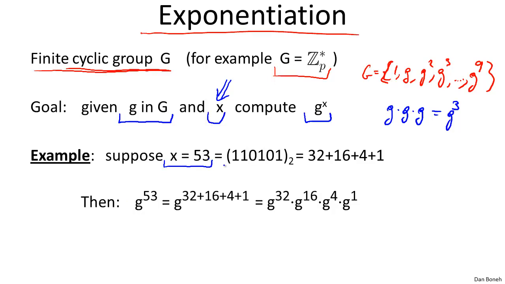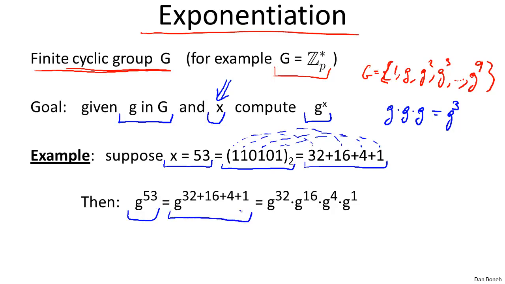So what we'll do is write 53 in binary. Here is the binary representation of 53. All that means is, you notice this one corresponds to 32, this one corresponds to 16, this one corresponds to 4, and this one corresponds to 1. So really, 53 is 32 plus 16 plus 4 plus 1. But that means that g to the power of 53 is g to the power of 32 plus 16 plus 4 plus 1, and we can break that up using the rules of exponentiation as g to the 32 times g to the 16 times g to the 4 times g to the 1.